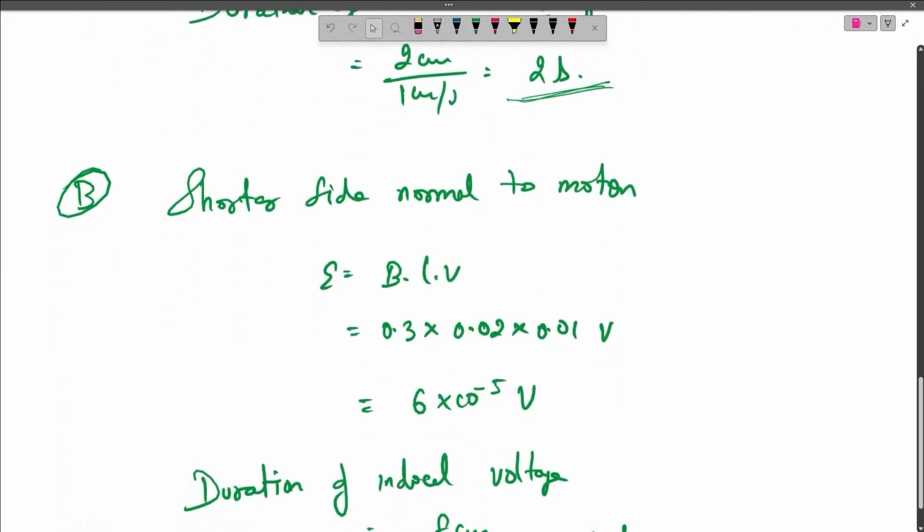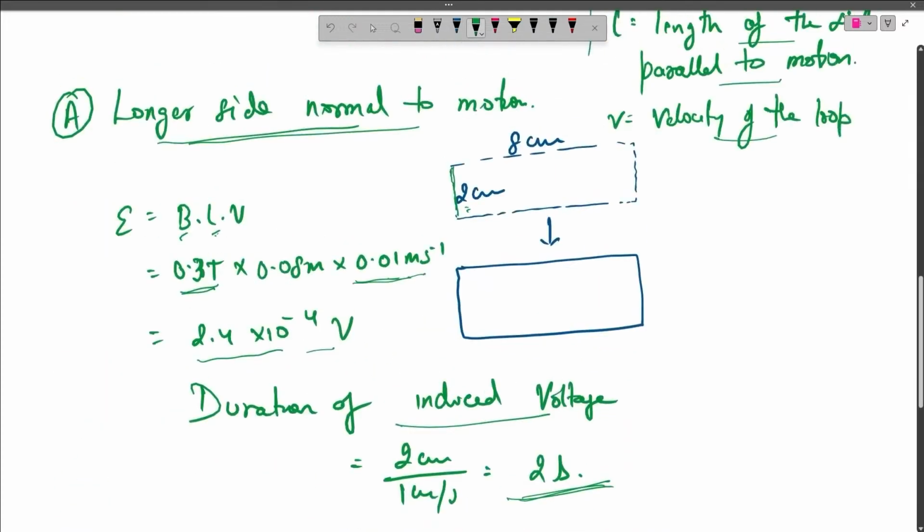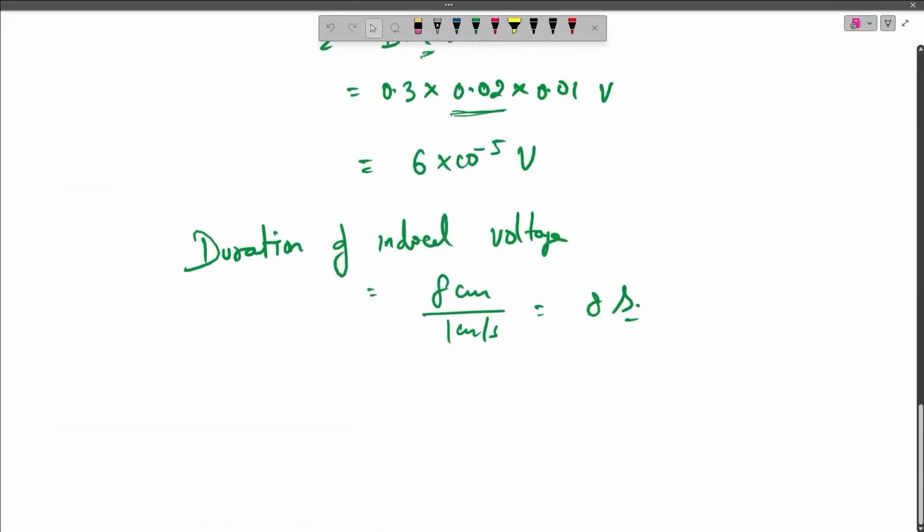Similarly, for the shorter side normal to motion, the EMF is given by BLV, where L is the length of the side parallel to the motion. In this case it is going to be 0.02 meter. Rest of the things will remain the same. And similarly in this case also, since the motion will be in this direction, this side will go out of the magnetic field. How long will it take? 8 centimeter by the speed, that is 0.01 meter per second. So we will get a time duration of 8 seconds. So 6.6 × 10^-5 volt will remain for 8 seconds. Thank you.